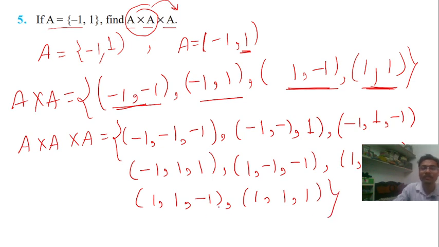That's how we get the 8 terms of A cross A cross A, because A has 2 elements. So A cross A cross A will have 2 cross 2 cross 2, that is 8 elements.